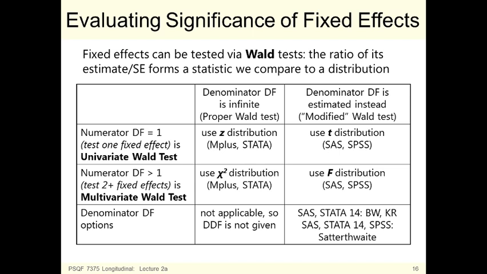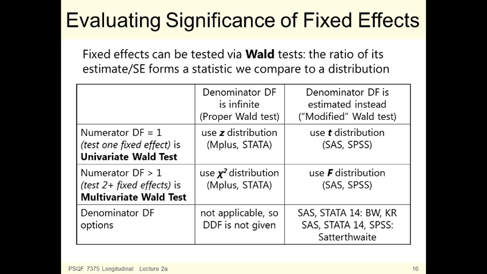If you have denominator degrees of freedom that's not infinite, then you're using a t. If it's assumed to be infinite, you're using a z. And that's if you're testing one thing at a time. If you're testing more than one fixed effect at a time, then that's what's known as a multivariate Wald test. So your numerator degrees of freedom is greater than 1. Then instead of z, you have a chi-square to report.